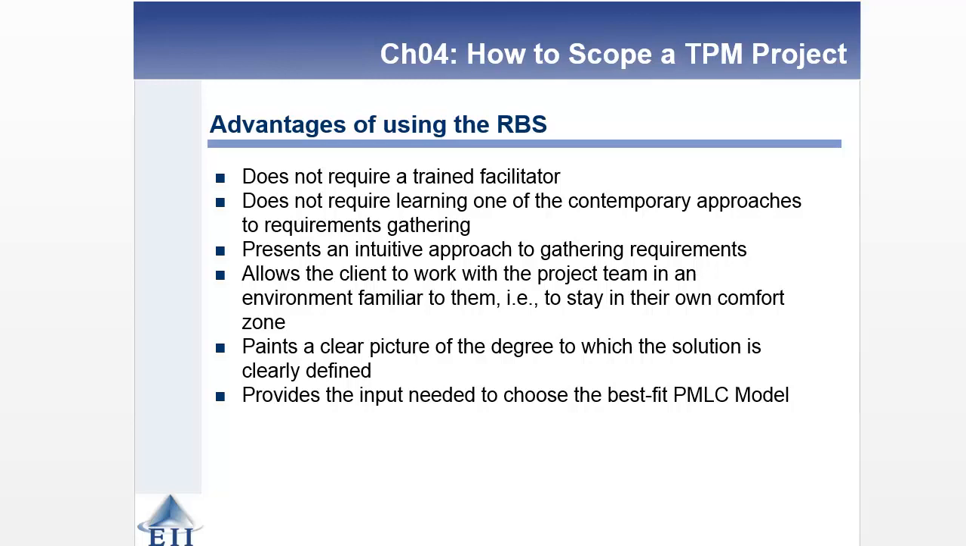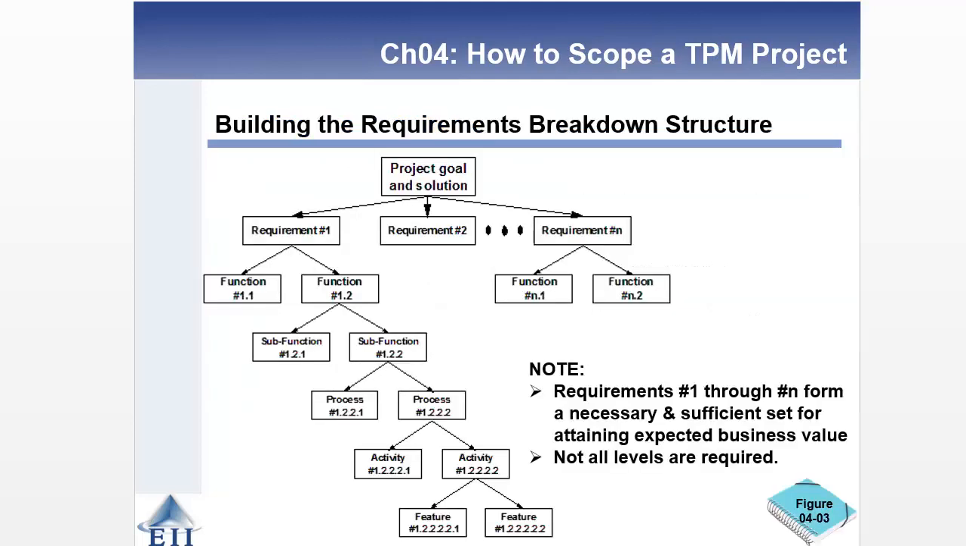All right, well, enough talk about characteristics and advantages and that sort of stuff. Let's look at what one looks like. So here is a requirements breakdown structure in abstract. You've got one project goal, one solution, and then you're going to have a number of requirements. Those requirements form the necessary and sufficient set to obtain the expected business value. They're tied back to your conditions of satisfaction as well.